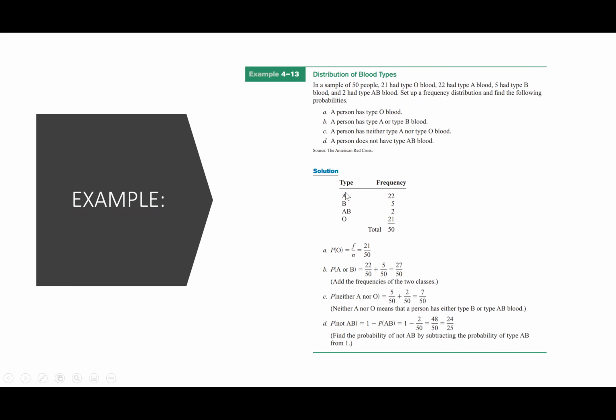So the solution is this: the type is given and the frequency is given, as you can see. Then the probability of having O blood group: the frequency of O is 21 and the total number is 50. After dividing, we get this. Then the probability of having A or B: A has the frequency of 22 over 50 and B has 5 over 50. So we add the frequencies of the two classes, and by this we can calculate anything we want from the frequency distribution.